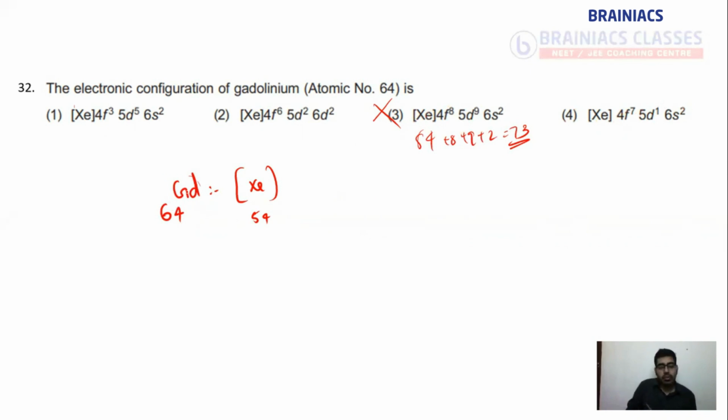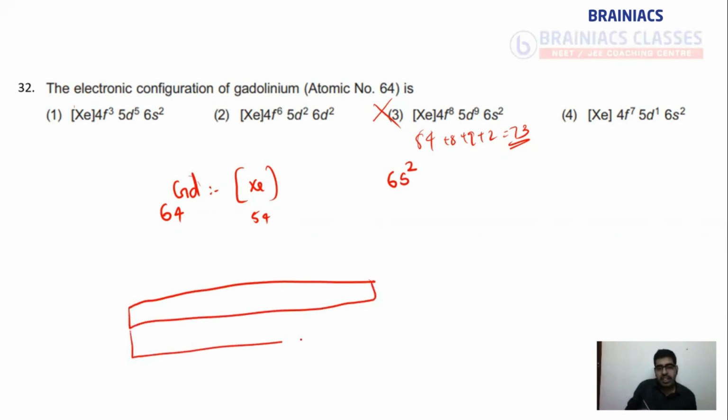So I'm going to write the configuration of gadolinium: xenon 54. Now the last shell, that is the sixth shell, 6s. 6s contains 2 electrons. Last shell is 6s. Gadolinium belongs to the lanthanide series. There are 2 series in the F block. Gadolinium is present in this series, the lanthanide series.